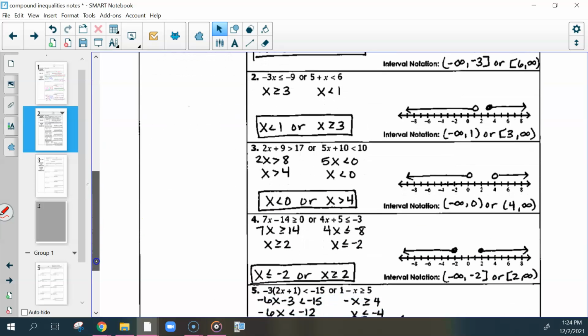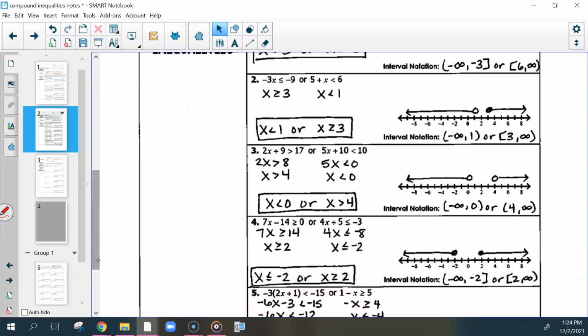Answers to number 2 and 4 are on the board. You can check yourself. It's not showing all the steps, but number 2, they divided both sides by -3, so the sign flipped. This one, they subtracted 5 on both sides, and then they just rearranged it. So X is less than 1, or X is greater than or equal to 3. So there will be an open circle and then a closed circle, -infinity to 1 with a parenthesis, or 3 with a bracket to infinity.